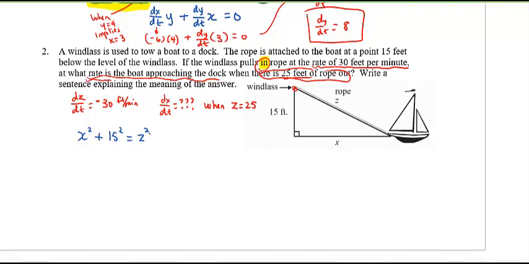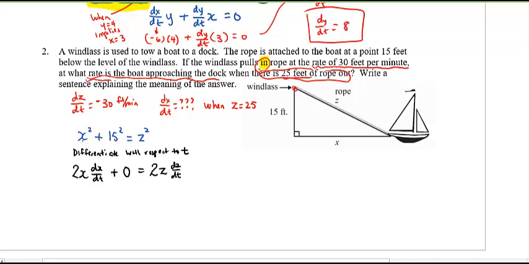And now we need to figure out what? Well, we need to implicitly differentiate. So let's go ahead and implicitly differentiate with respect to t. So now I'm just going to say next step is to differentiate with respect to t. And so the derivative of x squared is 2x times dx/dt. The derivative of 15 squared is 0. Good. And the derivative of z squared is 2z dz/dt.